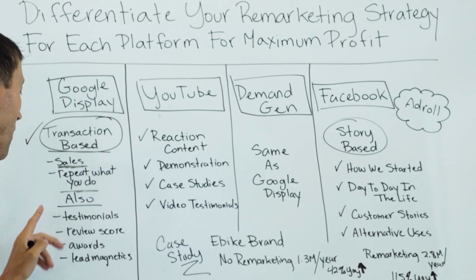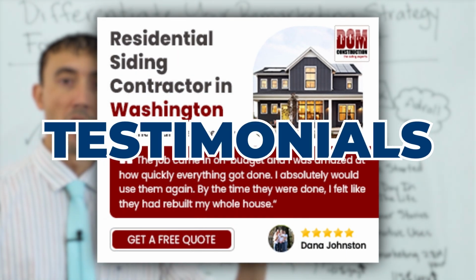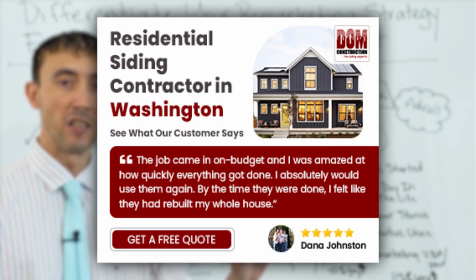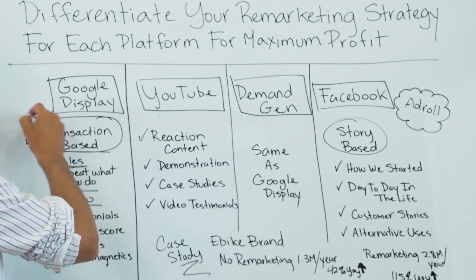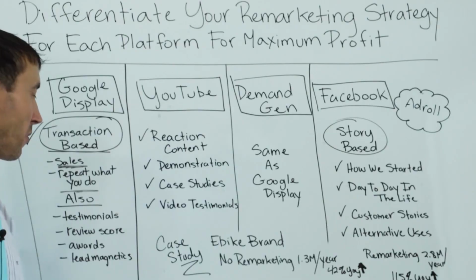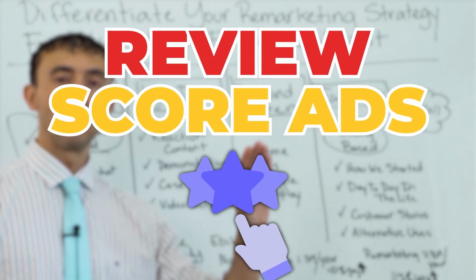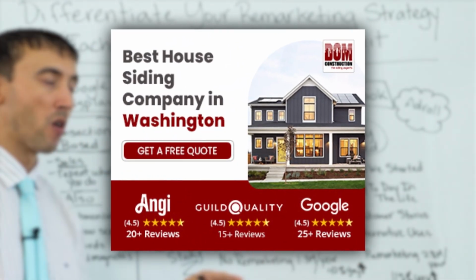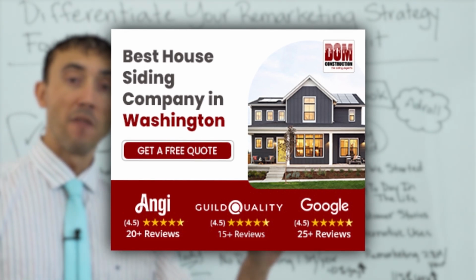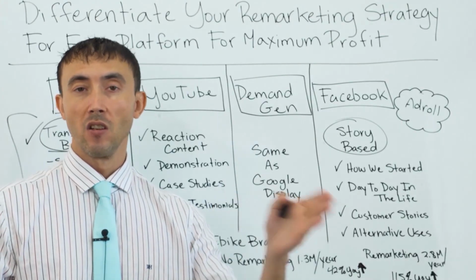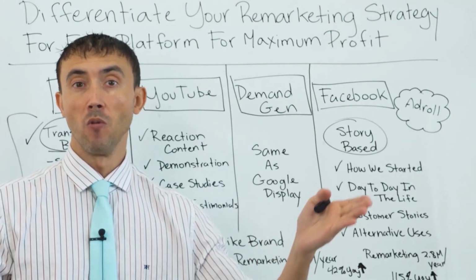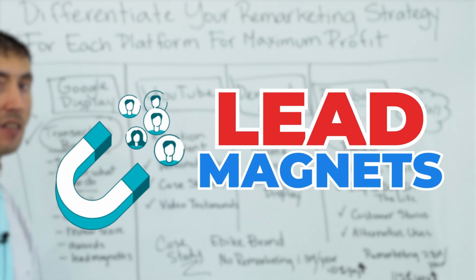You're going to have ads just with testimonials on it. I like to have several of these at the very least, and these are all banner ads again, because it's Google Display Network. You have testimonial ads, you have review score ads where you say your Google review score, your Trustpilot score, all that. You have awards. If you have any awards, put those into an ad, because obviously I can trust companies that are getting awards. And then lead magnets also.